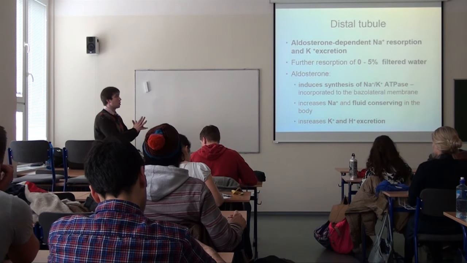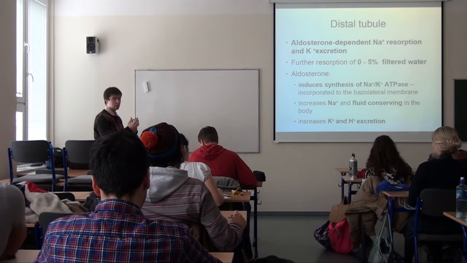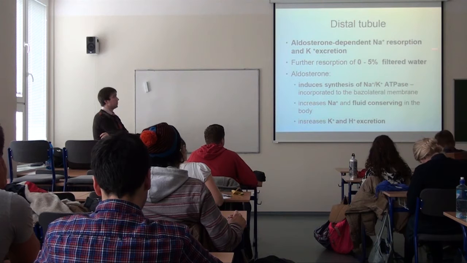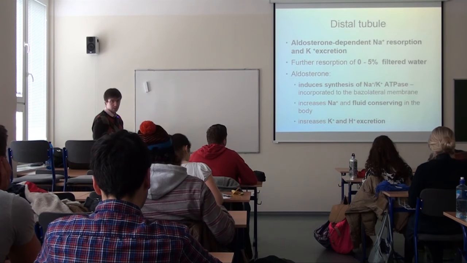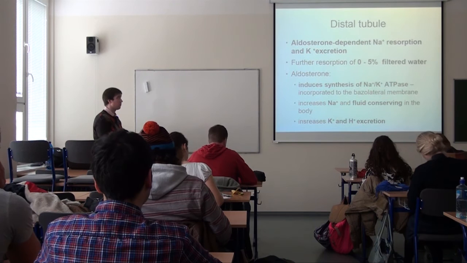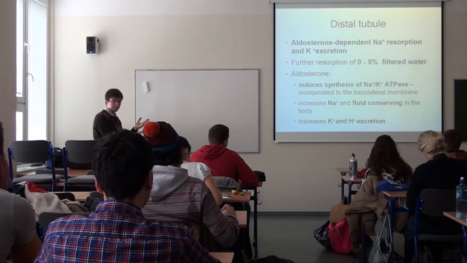So when the proximal tubule was the site of obligatory resorption, the distal tubule is the place of regulated resorption or secretion. In the distal tubule, you can resorb no water, if you have plenty of water in the body, or you can resorb there 5% of water if you are missing water. The same range you can find for all ions. If you have plenty of sodium, you will resorb there no sodium. If you are missing sodium, you will resorb the sodium. The same for calcium, potassium, and so on.